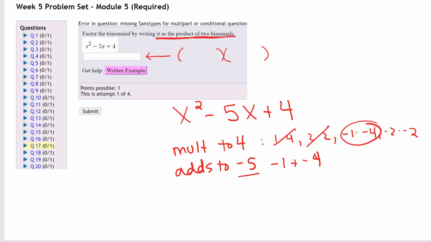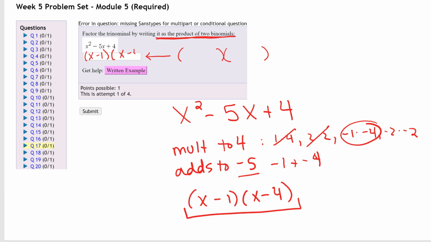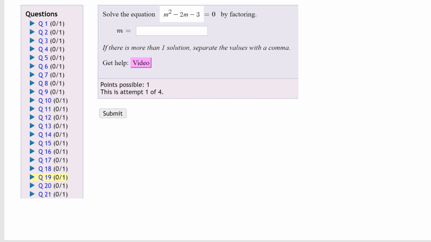So now how do I write my answer? So this is x minus 1, x minus 4. This is the product of the binomials. They didn't want me to solve it. They wanted the product of 2 binomials. So that is what is actually going to go into that solution box, which is different from number 19. That's why I'm doing both of these.